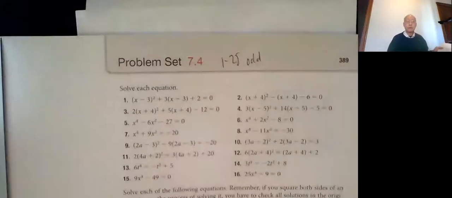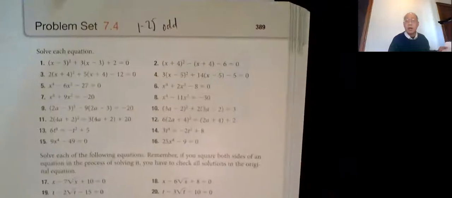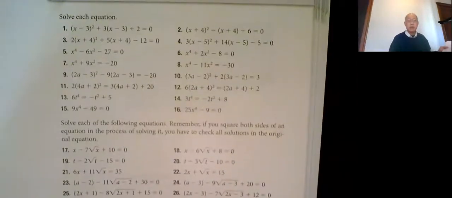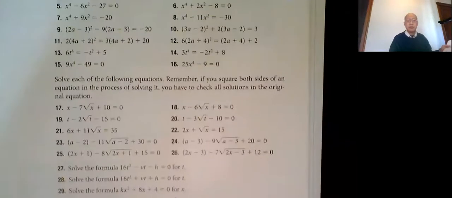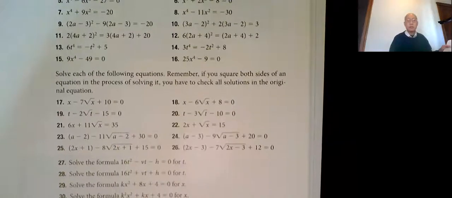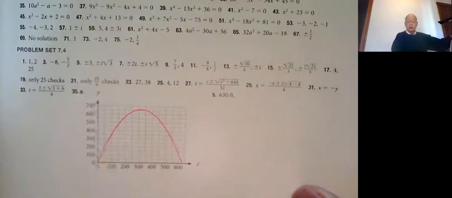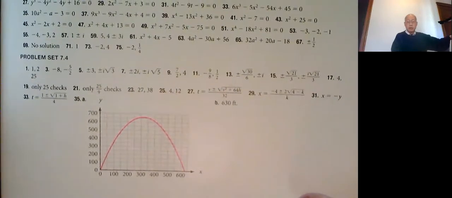These are notes for section 7.4. Okay, 7.4, 1 to 25 odd, page 389. The top and the bottom. Okay, and then the answers in the back of the book. 7.4. We have to go up to 25, so I think that's all there. Okay.